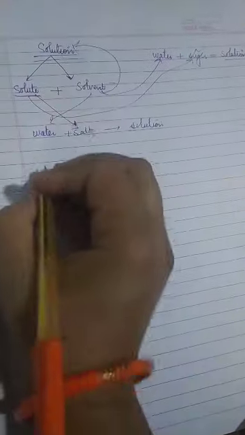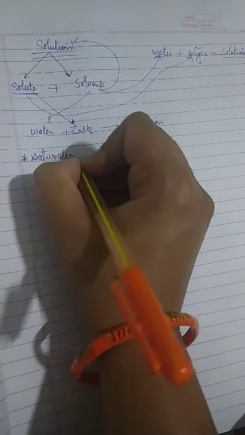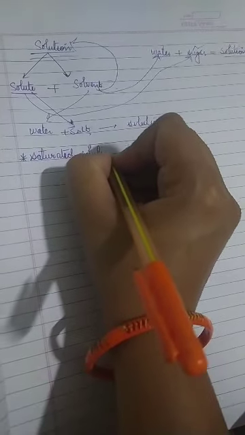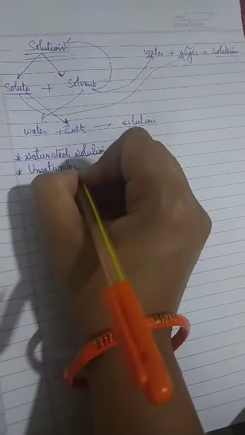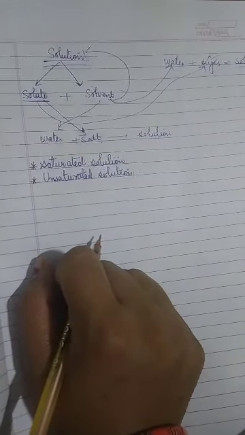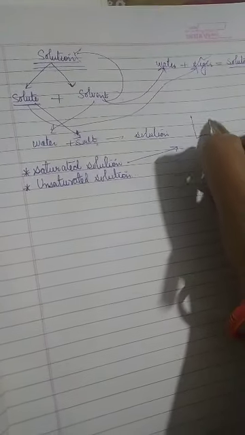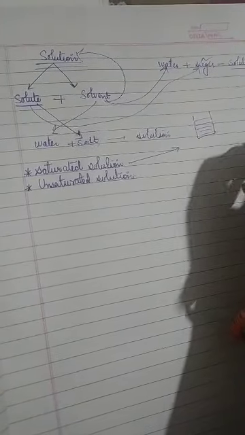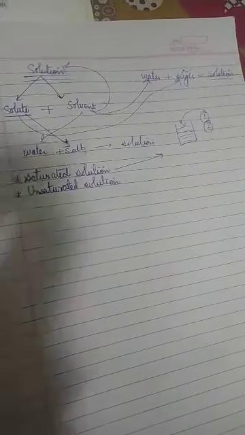In the topic solution, two more words are there, that is the saturated solution and unsaturated solution. So let us discuss these two words. Saturated solution is that, again I am giving you an example so that you can understand it more clearly. I have taken a beaker and I have put water in it. Now I have started adding the sugar. One teaspoon sugar I have added to it, it gets dissolved. Second I have taken, again it gets dissolved.